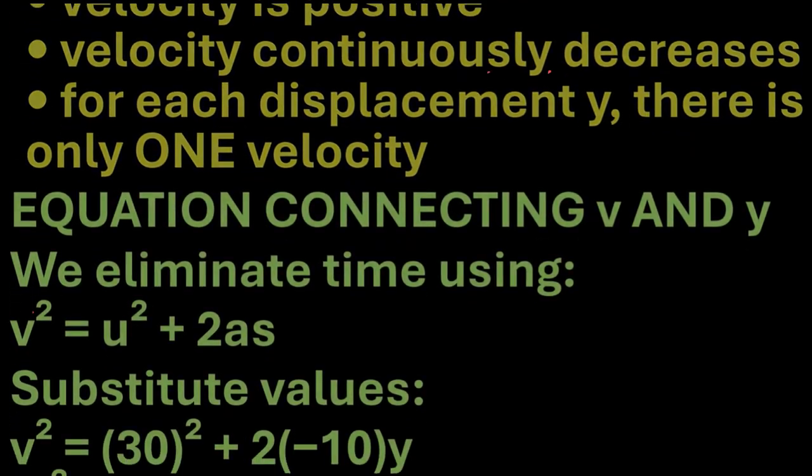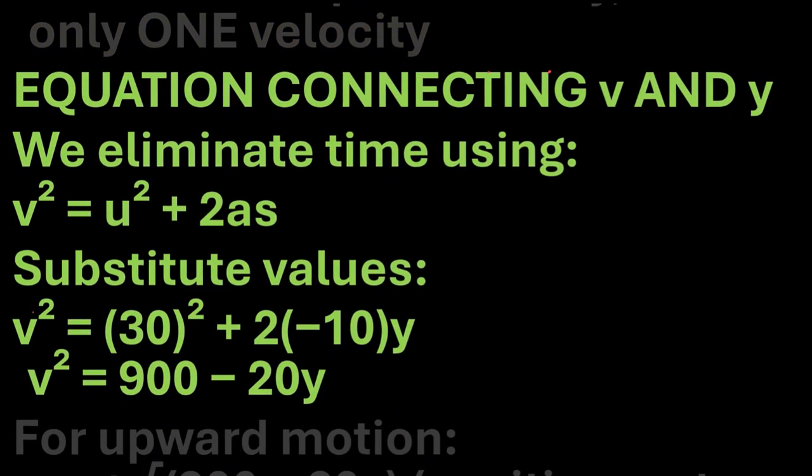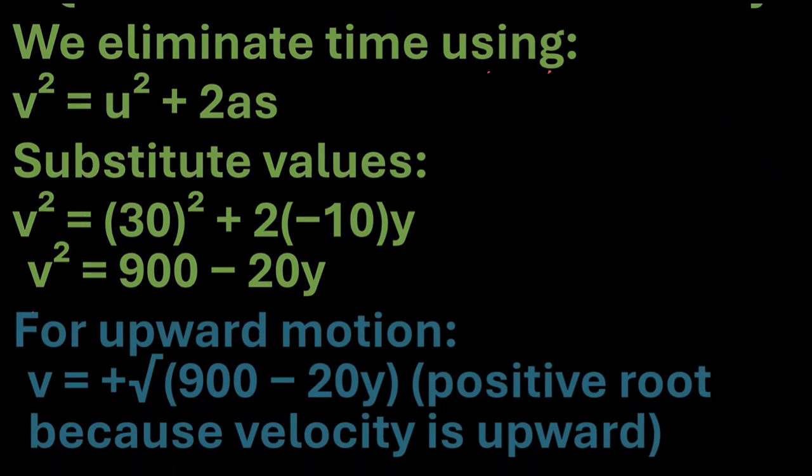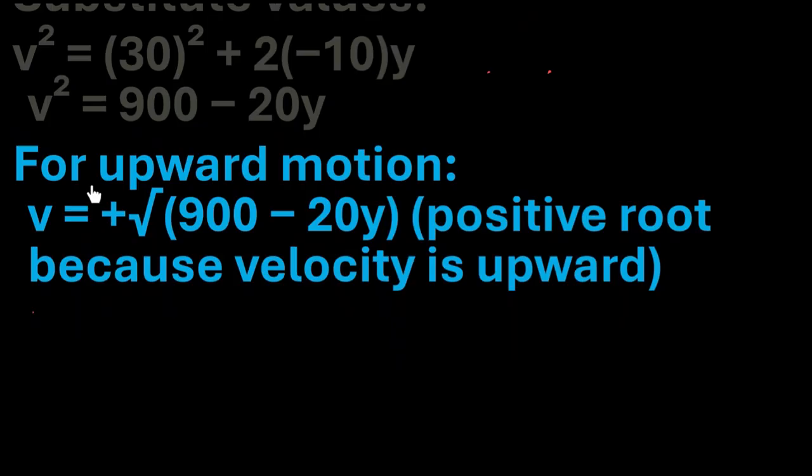And what is the equation that connects v and y? It is v squared equal to u squared plus 2as, and you substitute this and you get v squared equal to 900 minus 20y, which means if you take the root, v equal to the root of 900 minus 20y should give you two values, plus root of 900 minus 20y and minus root of 900 minus 20y. Now we are considering here only the plus part because the motion is going towards the upward direction, which means velocity is taken as positive.